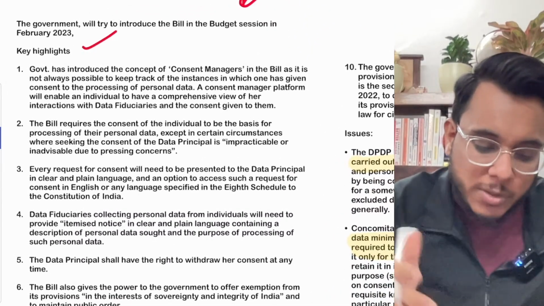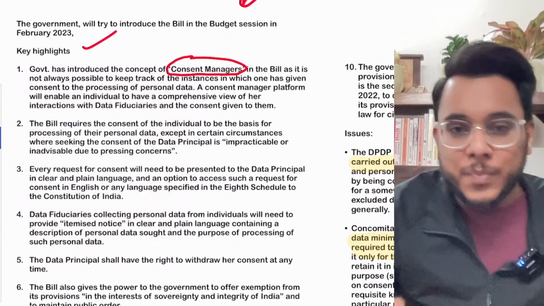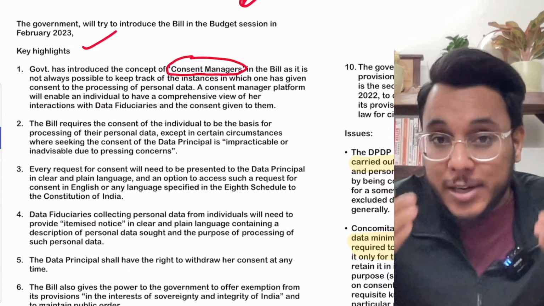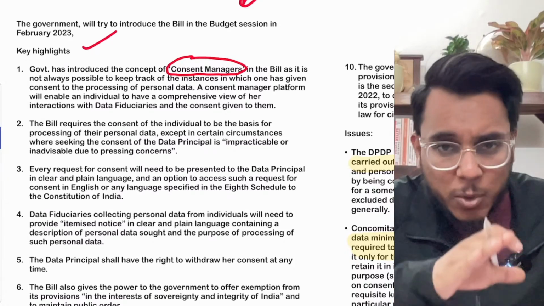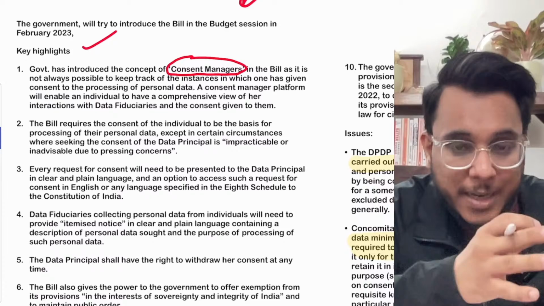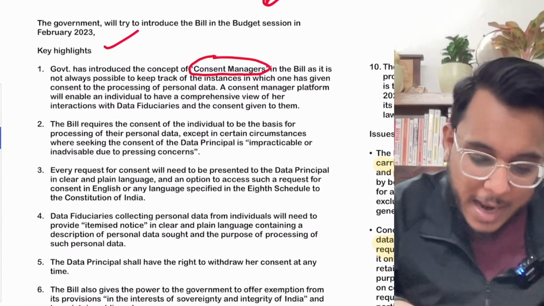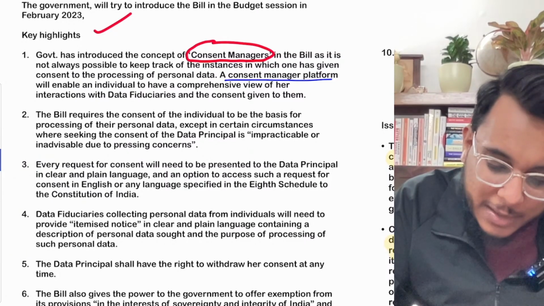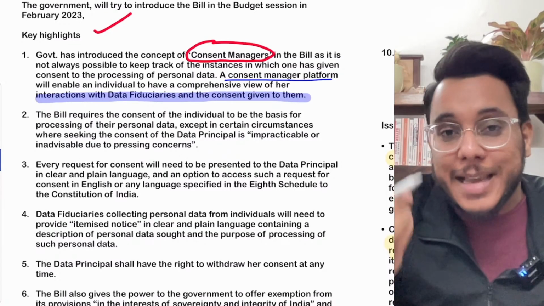First of all, the government has introduced the concept of consent managers. Now, what are these consent managers? Many times you receive certain emails which are addressed to you. Sometimes you receive SMSs, but you don't know whether you have given permission to the company that is sending you the message or email. Sometimes we don't know to which company, which corporate, which organization we have given consent to use our data. So for that, a platform will be made, called the consent manager platform. You can visit this platform and know which data fiduciaries are holding your data, to whom you have given approval to use your data.